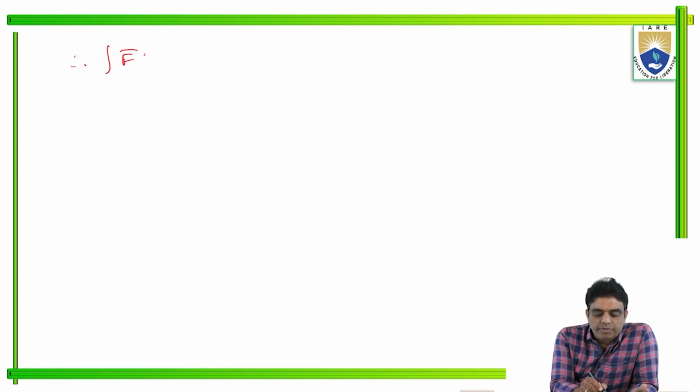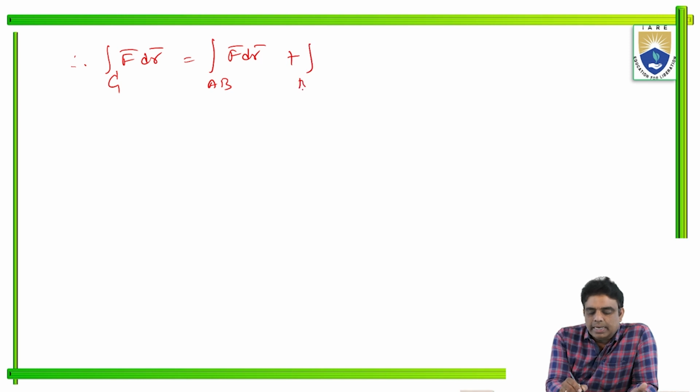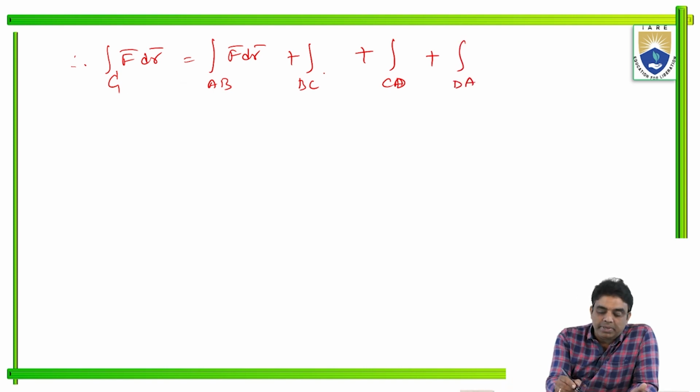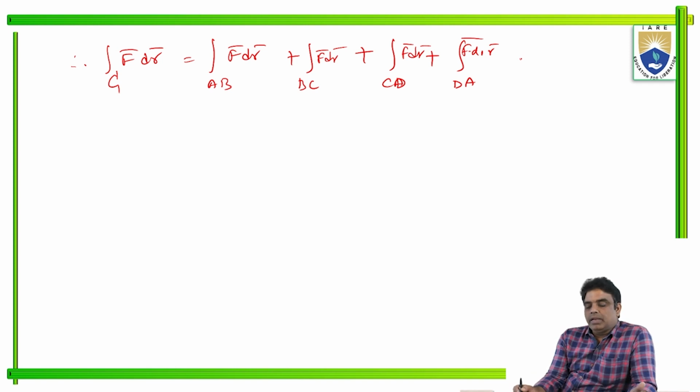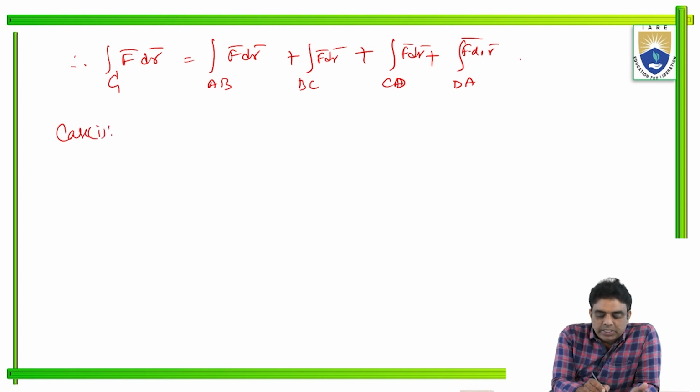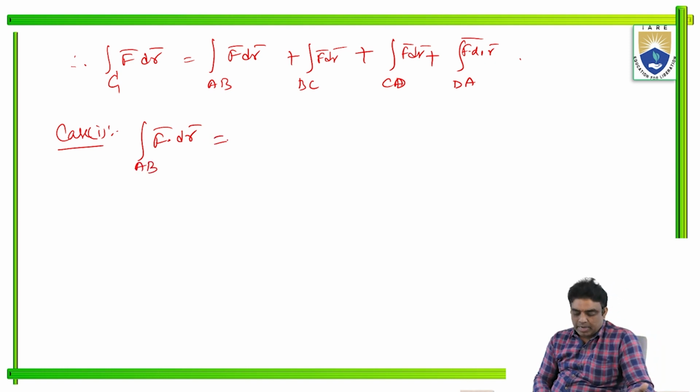Therefore, the integral of F bar dot dr bar along the curve C is the integral of F bar dot dr bar along AB plus along BC plus along CD plus along DA. That will be the total line integral. This is capital C. So always you write F bar dot dr bar along AB, along BC, along CD, and along DA. So what is case 1? Case 1 is the integral of F bar dot dr bar along AB.